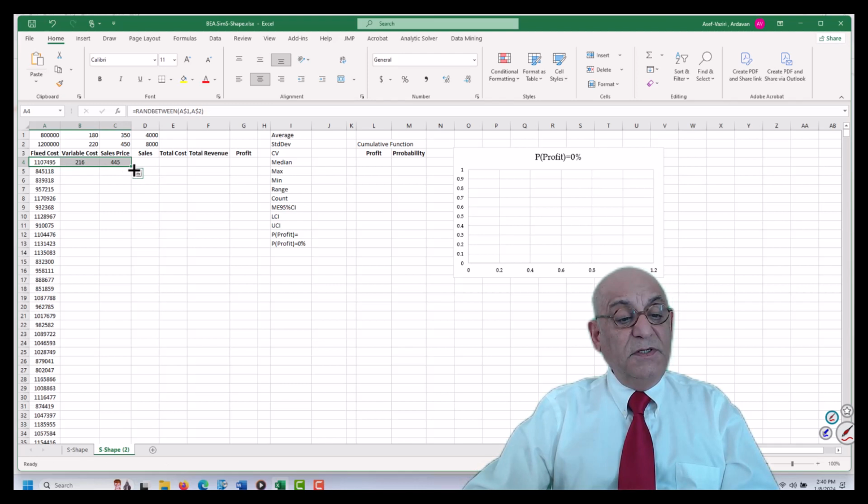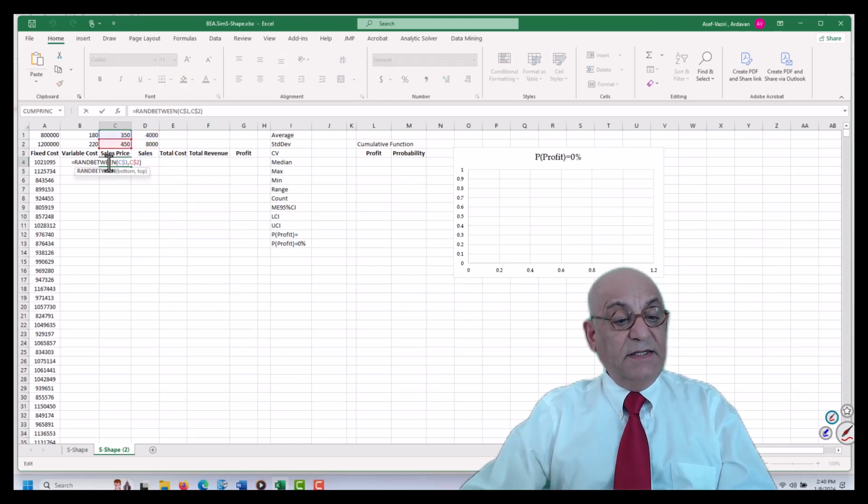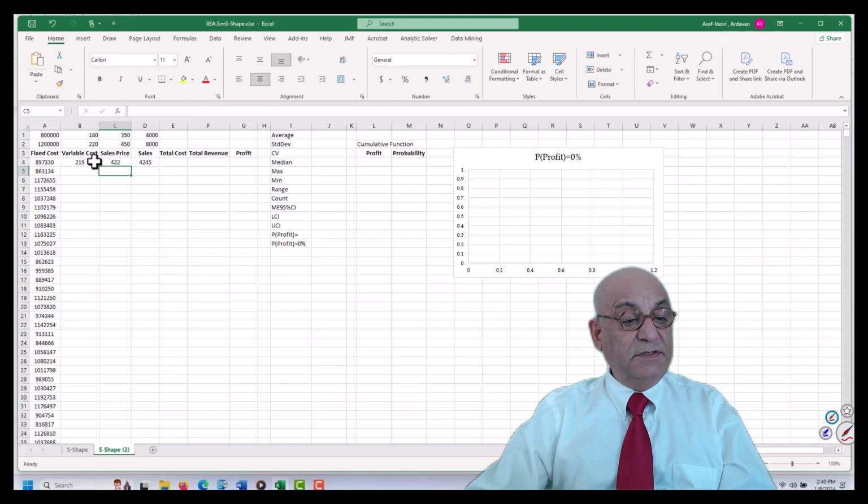And suppose we know that our sales quantity is something between 4,000 and 8,000. I copy this one to the right too. So this is RANDBETWEEN those two numbers. And this is RANDBETWEEN those two numbers. Click.